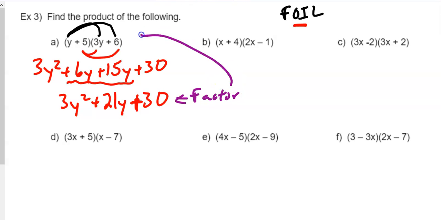And my answer would then be this original problem here of the quantity y plus 5 times the quantity 3y plus 6. Notice this is a trinomial, meaning there's 3 terms. 1, 2, 3 terms here. Again, terms are separated by addition and subtraction. This is how I typically factor trinomials.